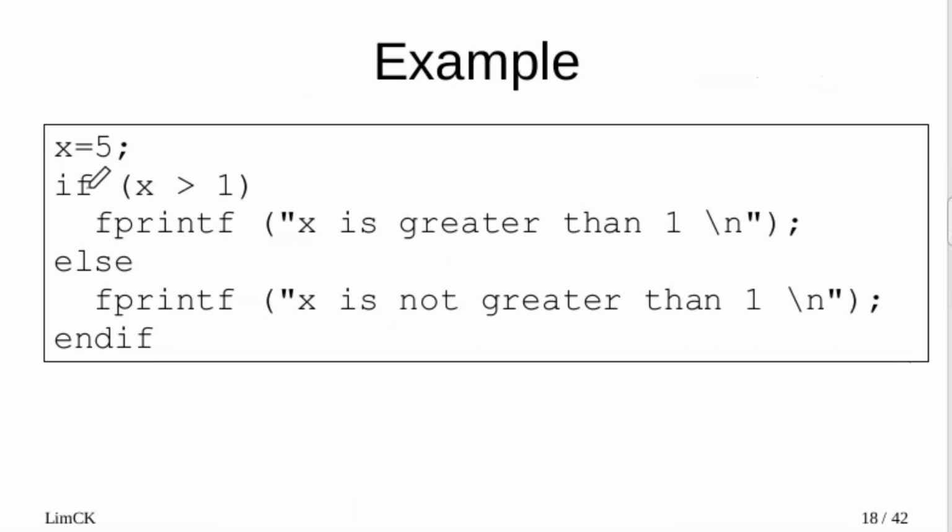Okay, so you see here, this is one example. You have x equal to 5. Okay, and then you have the if statement. You check whether x is greater than 1 or not. If this is true, then you print this one. If it is false, it means go to else, you print this one.